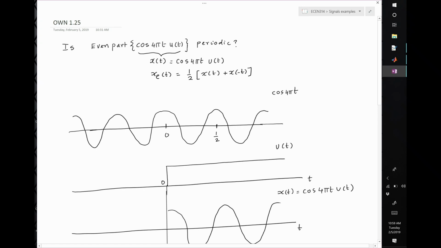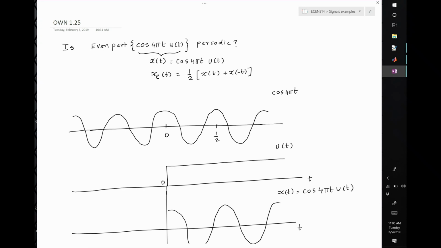When you're asked to solve these kinds of problems, I suggest that you sketch some of the signals involved, like x of t and x of negative t, to get an intuitive feel about how to solve the problem. And then you can work out the math too, and hopefully you see that your intuition matches with what you get from the math. So let's start by sketching the signal x of t.